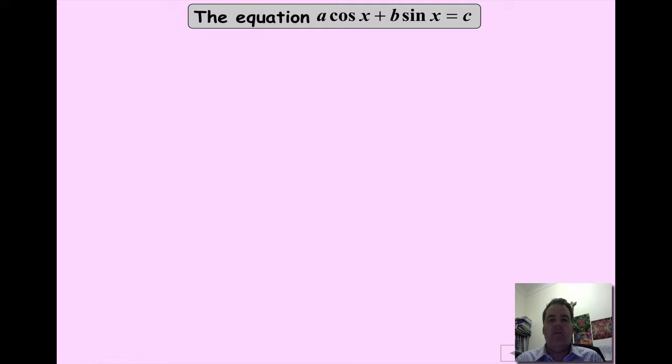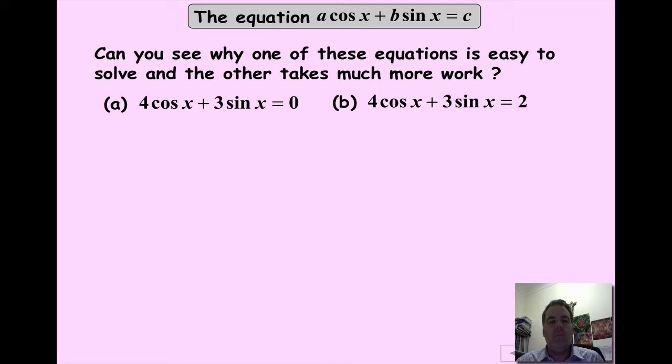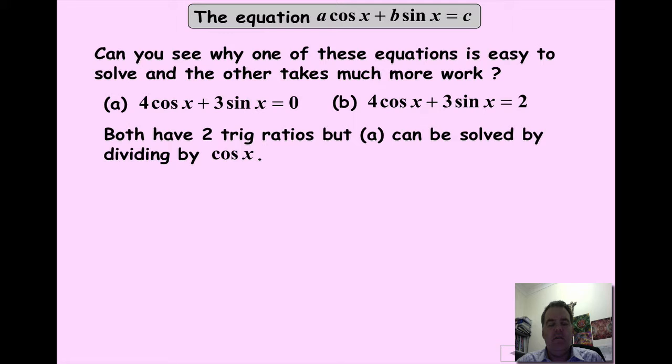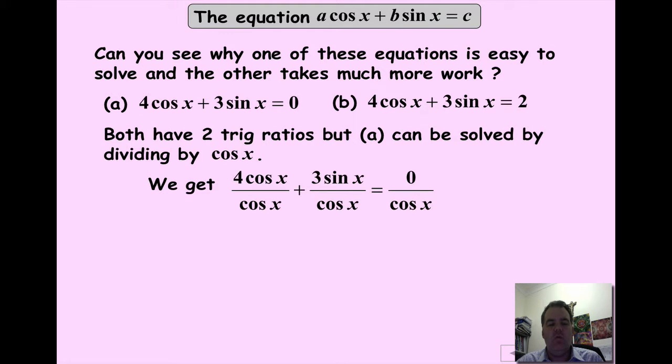Let's apply this now to an equation. Have a look at these two equations here. Which one's easy and which one takes a lot more work? Well, the one that's easy, let's look at a. If we just divide everything by cos x in a, look at what we get.